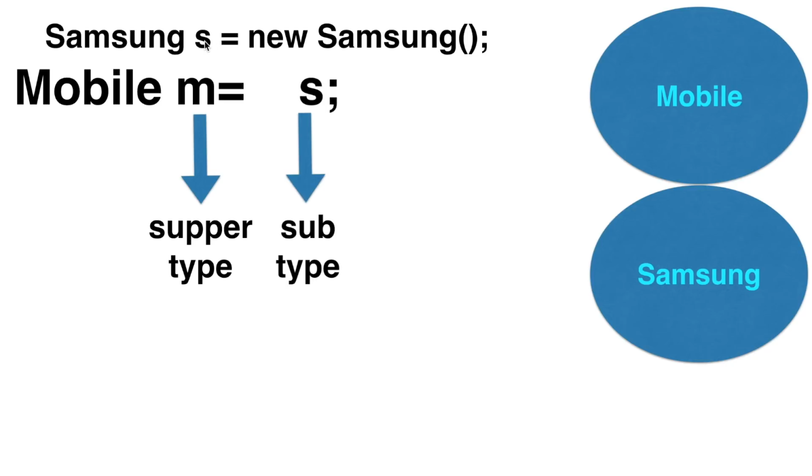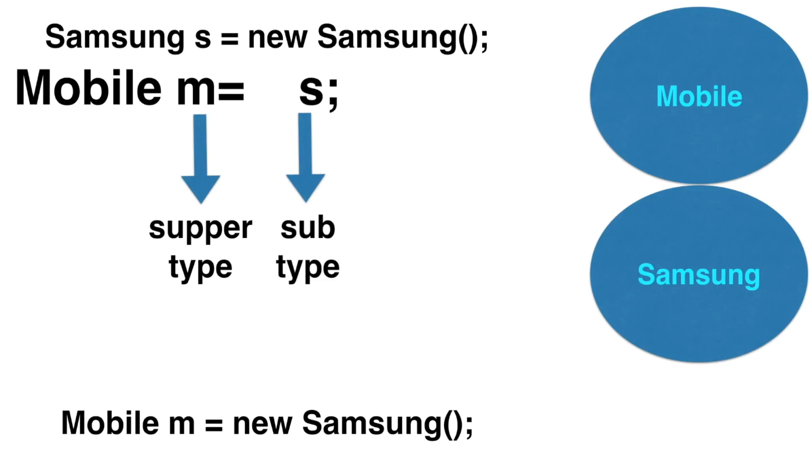And this S reference is pointing to the Samsung class object. So let's create the Samsung class object over here. New Samsung will create the Samsung class object. And now let's store it in a parent class reference. So let's do it over here, mobile M equal to new Samsung. So that's what we are doing over here.